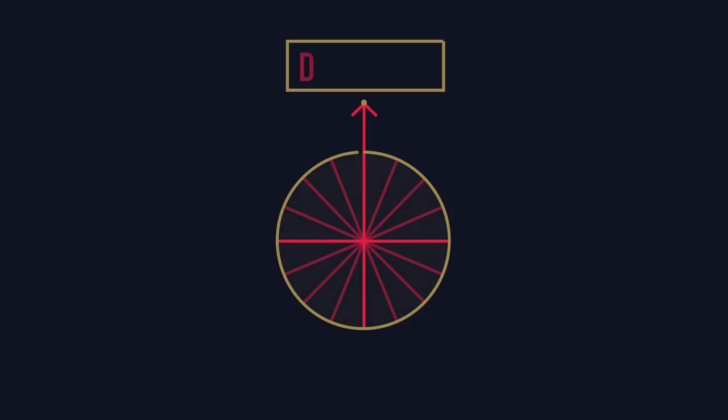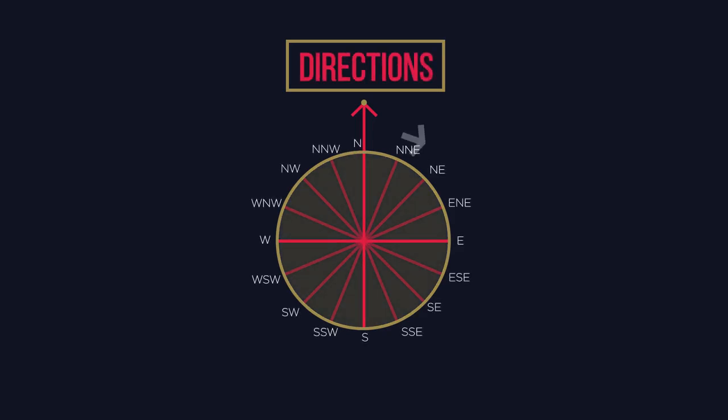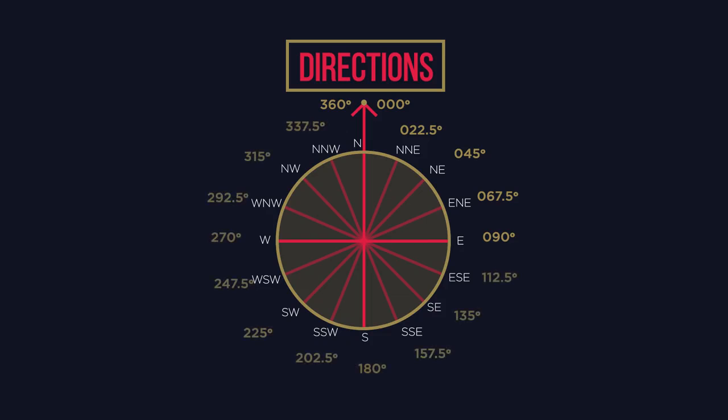Bearings are used to describe directions. They are measured clockwise from north, with north taking the value of 000 degrees and 360 degrees. If an angle is less than 100 degrees, we add an extra 0 or 2, so that it is 3 digits.